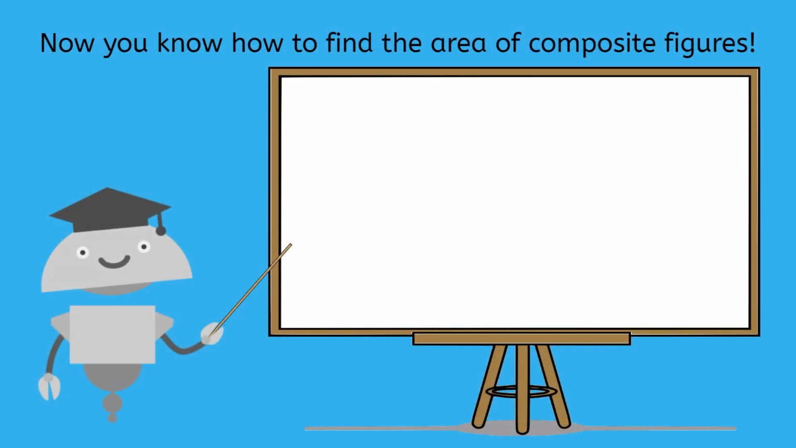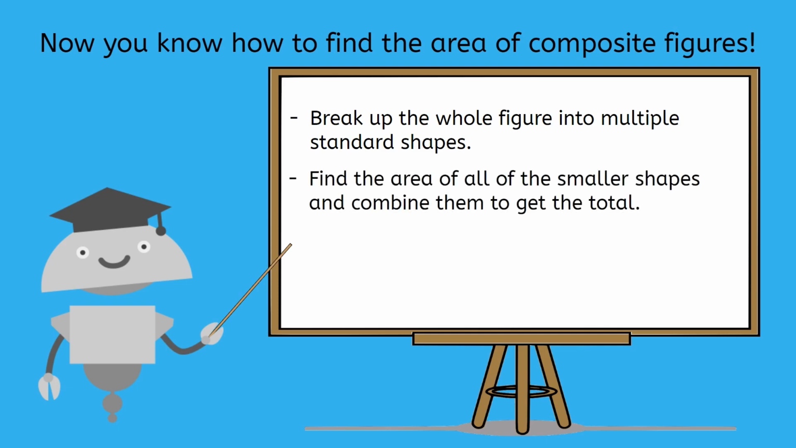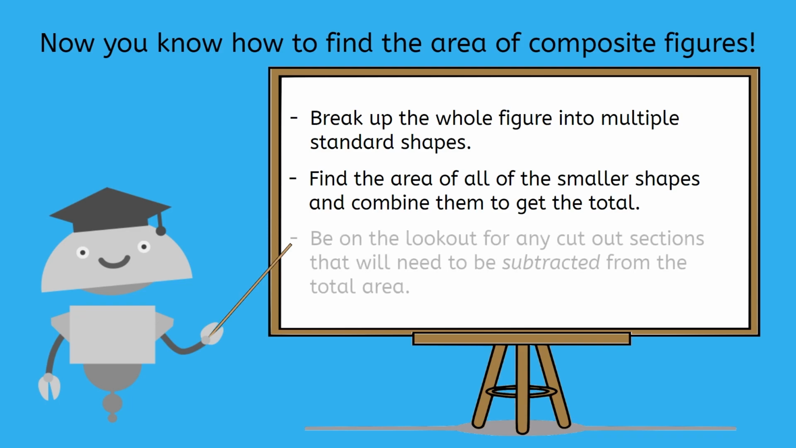When it comes to finding the area of composite figures, you should break up the whole figure into multiple standard shapes that we have area formulas for. Then you can find the area of all of the smaller pieces and combine them to get the total area. Be careful about how you combine the areas of the smaller standard shapes. Be on the lookout for any cutout sections that will need to be subtracted from the total area instead of added.